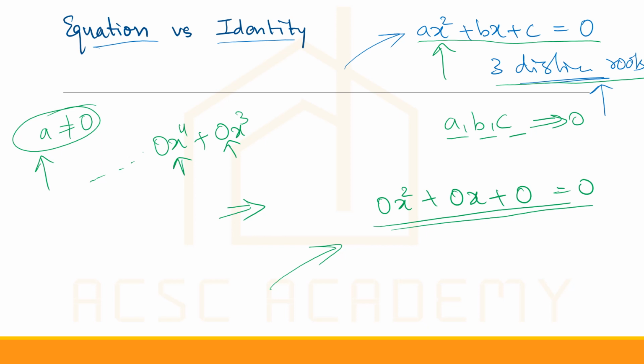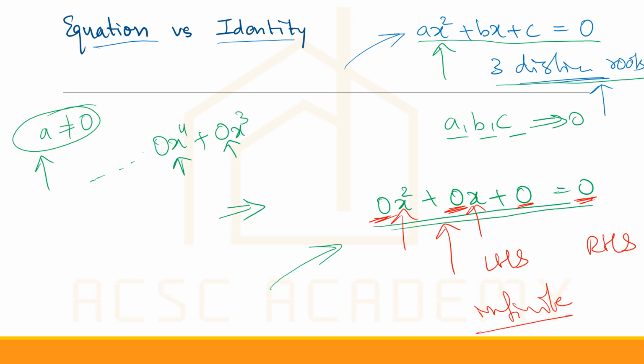Because in this particular equation, whatever value of x you substitute, the LHS and RHS will always be the same. As you can see, whatever value of x you put, it is getting multiplied with a 0. Here also you have a 0, here also it is a 0. So whatever x you put, it will always be satisfied. So you can say that it has not 2, not 3000, but infinite roots. So this is an identity.